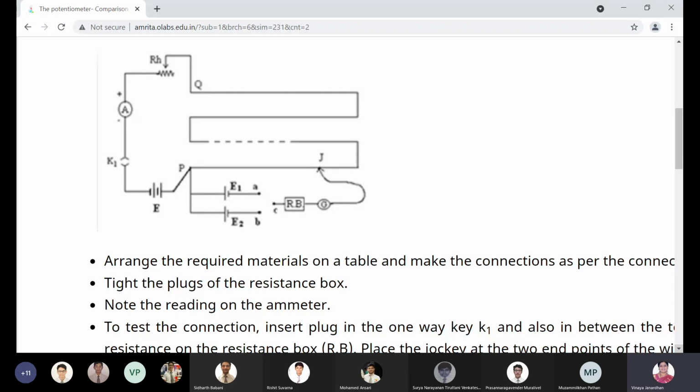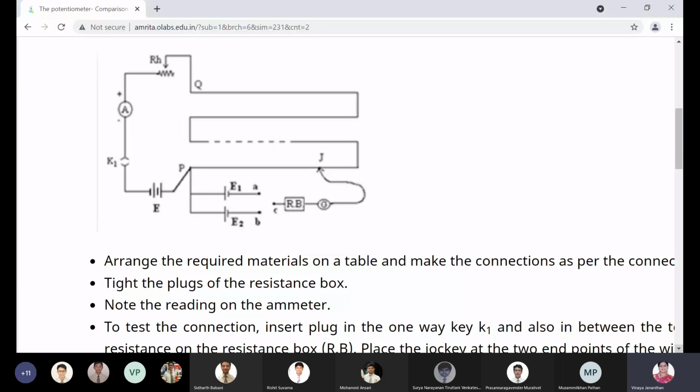So there is a two-way key. K1 is one-way key. There is one more key. Can you see the points A, B, and C? These three terminals comprise a two-way key. We'll see how a two-way key looks in your video presentation. So the one-way key is K1. Two-way key means a key that has terminals A, B, and C.